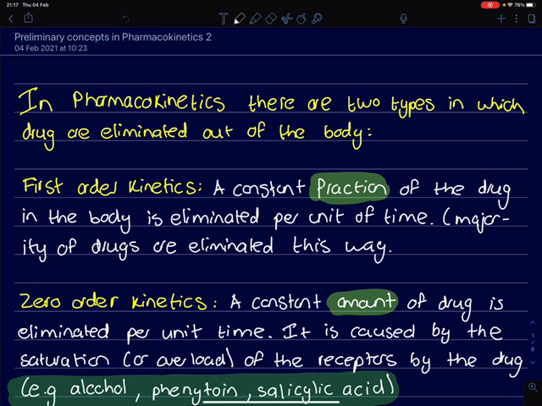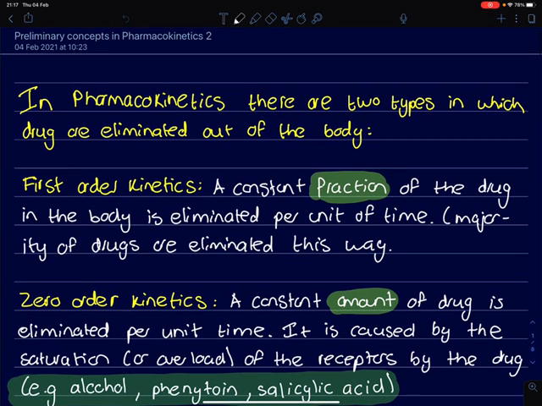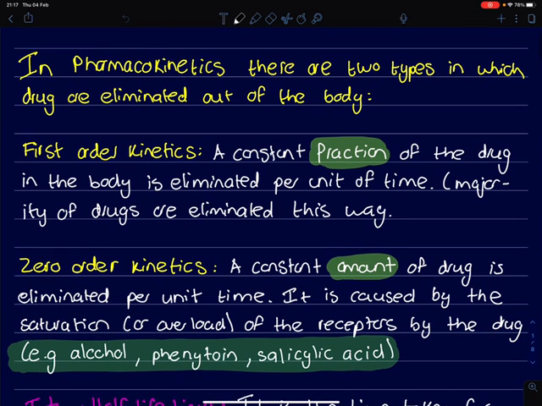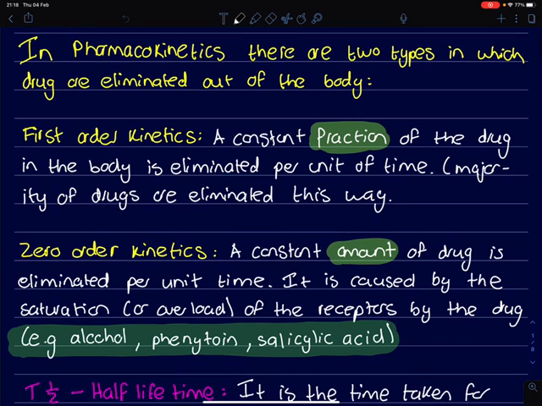Today we're going to do preliminary concepts in pharmacokinetics 2. Okay, so in pharmacokinetics there are two ways in which drugs are eliminated by the body. The first is first order kinetics. This is the most common one, and basically first order kinetics is a constant fraction of the drug is eliminated in the body per unit of time. So the important word is a constant fraction. So it's a constant fraction of the drug is eliminated by the body in a specific time or per unit time.